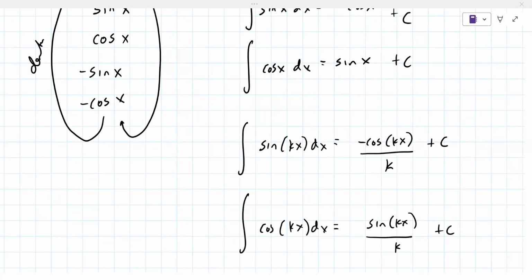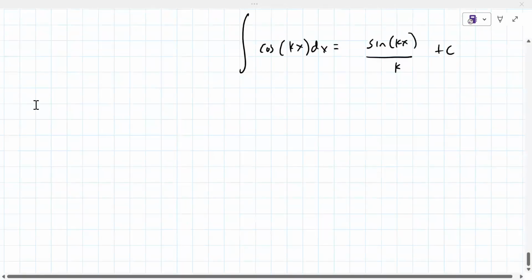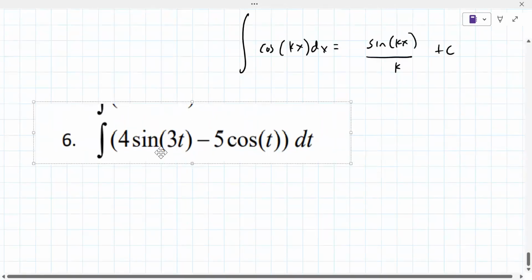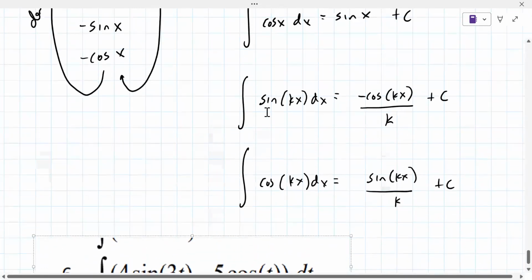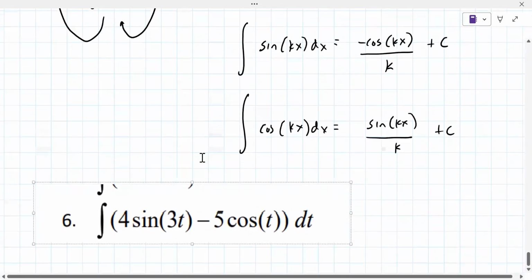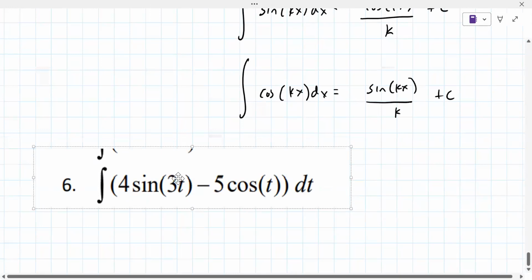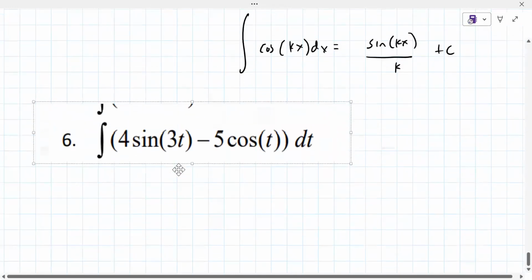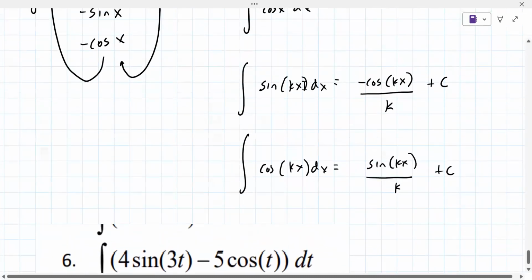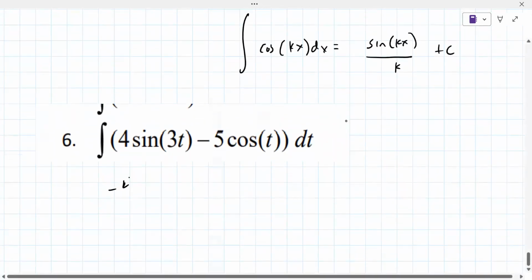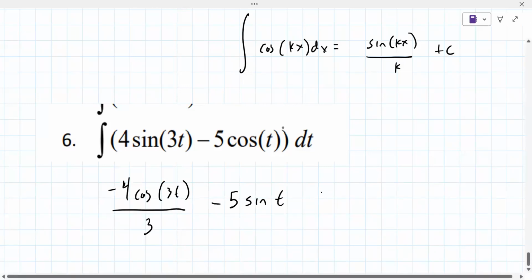So now we can do number 6 whenever you're ready. I'm ready when you are. All right. So the first one here is 4 sine 3t. Really it should probably have just been 4 sine t, but they chose to do it this way. So it's minus 4 cosine 3t divided by 3. The integral of cosine t is sine t, so it's minus 5 sine t plus c.